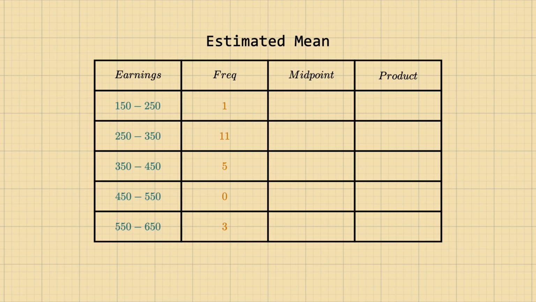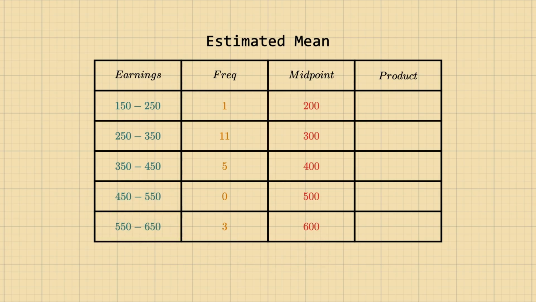To do this, we begin by finding the midpoint of each interval. These midpoints will act as representative values for each group. For the first interval, we add 150 and 250 and divide by 2. This gives us a midpoint of 200. For the next interval, the midpoint is 300, then 400 for the third, 500 for the fourth, and 600 for the final interval.